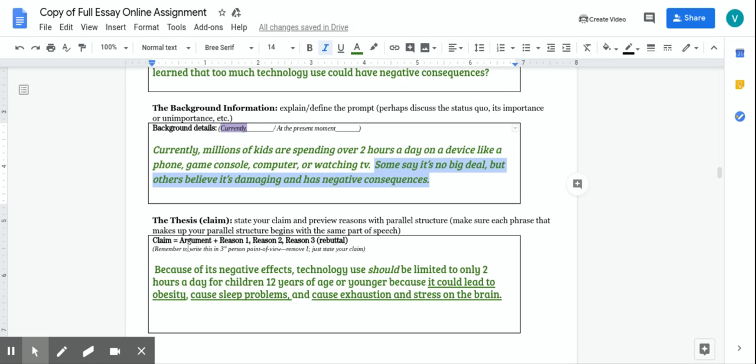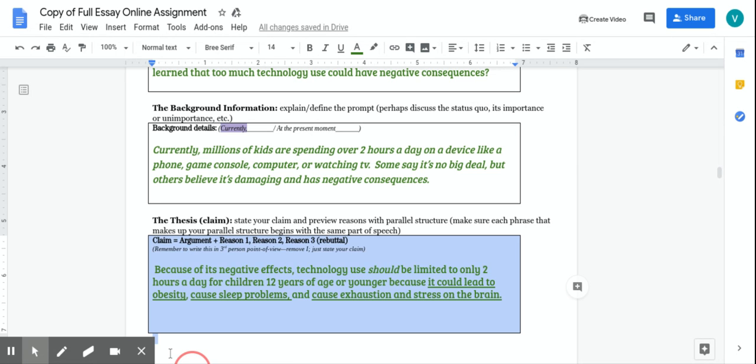So my thesis goes like this. Because of its negative effects, technology use should be limited to only 2 hours a day for children 12 years of age or younger, because it could lead to obesity, cause sleep problems, and cause exhaustion and stress on the brain. So again, my argument is right here: technology use should be limited to 2 hours a day for kids who are 12 and under. And I have my three reasons underlined.